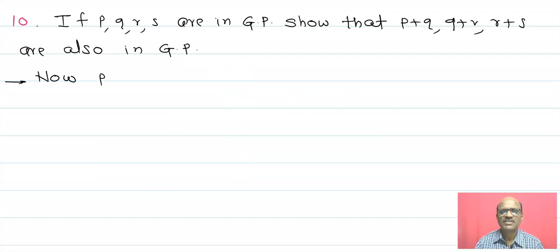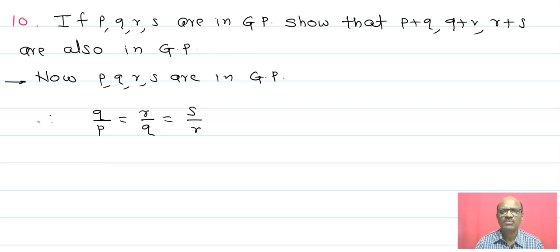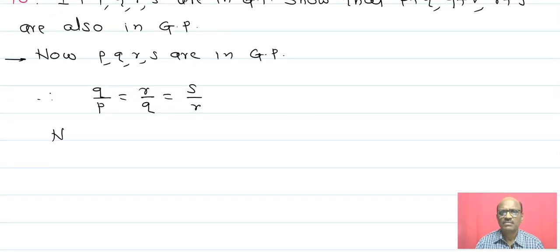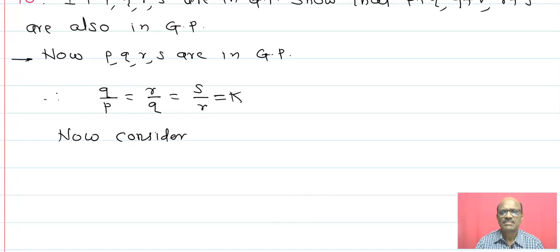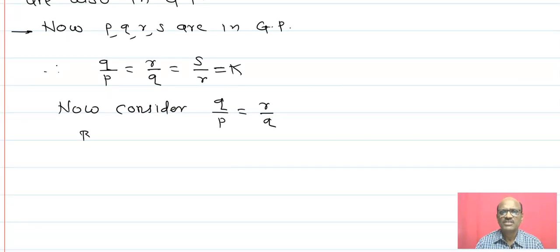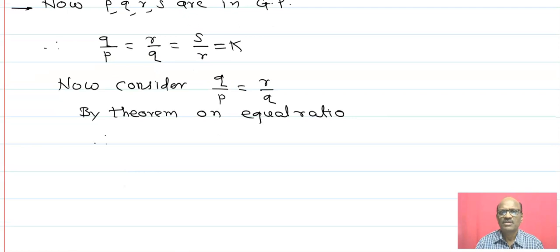Now the 10th question. If p, q, r, s are in GP, then show that p plus q, q plus r and r plus s are also in GP. Now p, q, r, s are in GP. Therefore, q upon p is equal to r upon q is equal to s upon r. Now consider q upon p is equal to r upon q is equal to s upon r is equal to k. Therefore, q upon p is equal to r upon q.